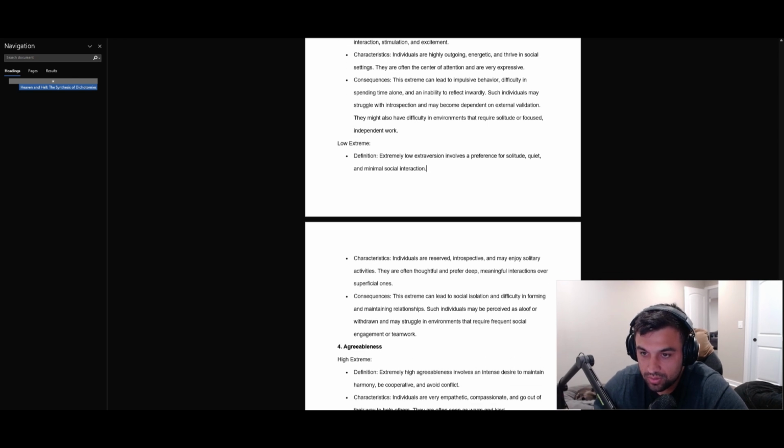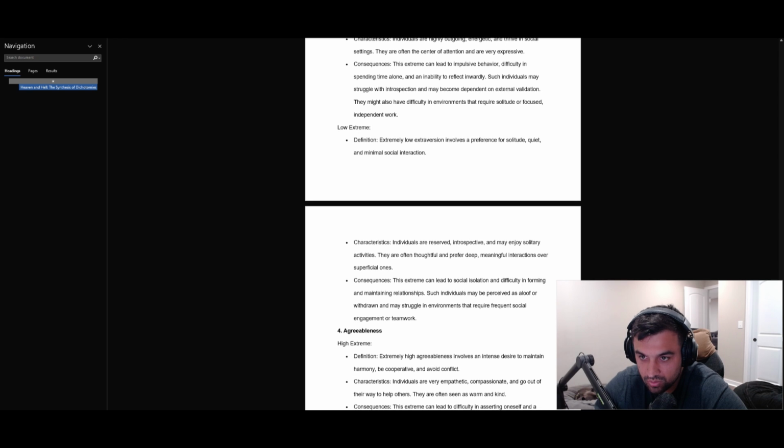So a low extreme of extroversion involves, again, basically social isolation. I would say this is where it lives in the left hemisphere. Individuals are reserved, introspective, and may enjoy solitary activities. They're often thoughtful and prefer deep, meaningful interactions over superficial ones. So obviously, again, it's going to be the opposite.